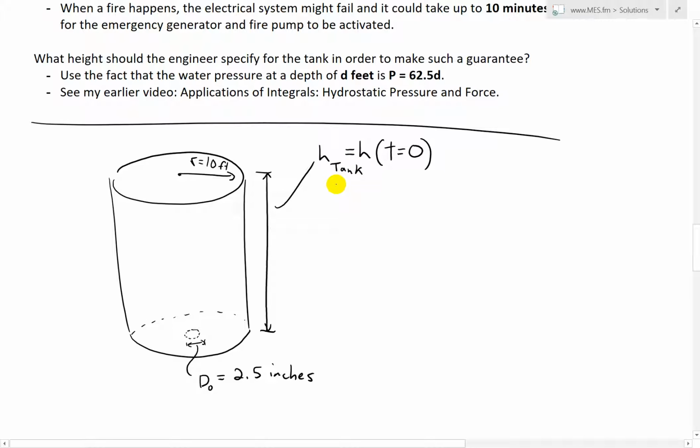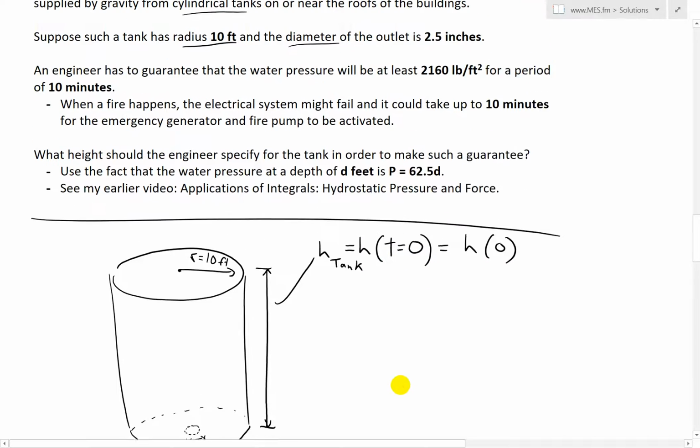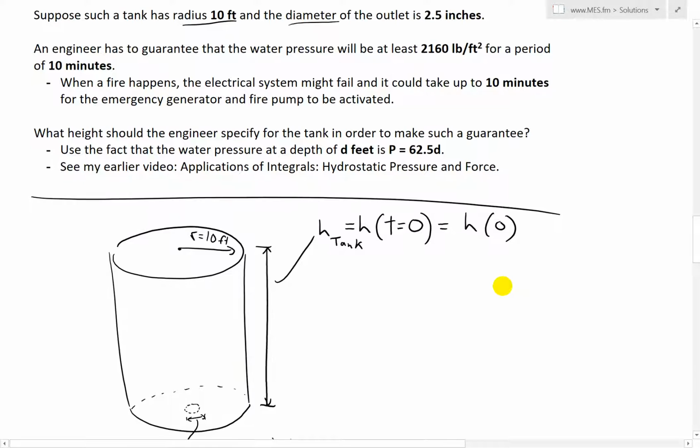The height of the tank is basically equal to the height of the water at time equals 0, assuming it's completely filled with water. This also equals H0 right here, the same thing as in here. We'll get to the units in a bit because we have minutes here, but I'll show you that we're going to be dealing with seconds instead.